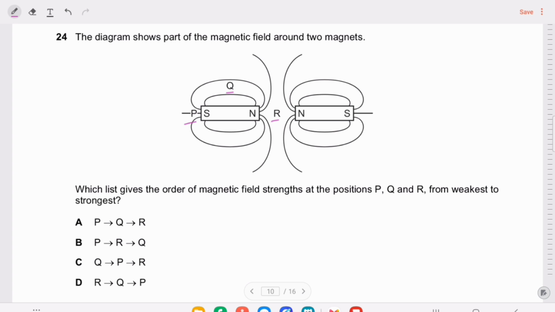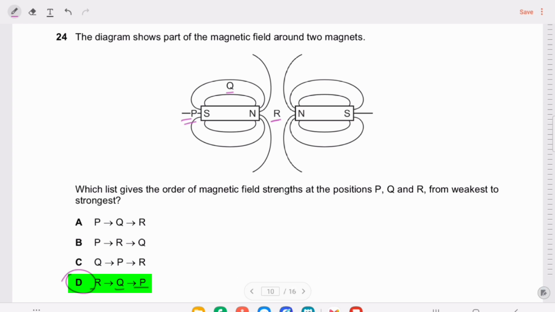Now look at the diagram. Point R is far away from most of the field lines. So R is having the weakest field. Point Q is closer to the magnets. So Q is having the stronger field. Point P is where the field lines are most concentrated. So P is having the strongest field. Therefore, the weakest is R, then comes Q, and then P is the strongest one, which is option D.